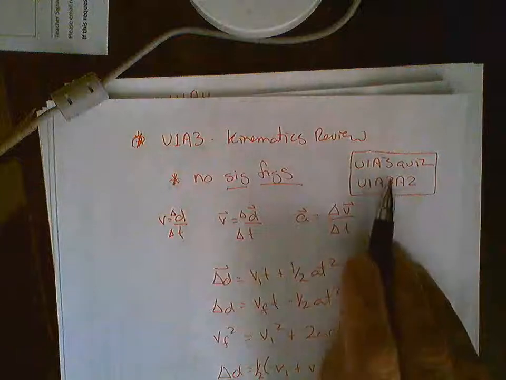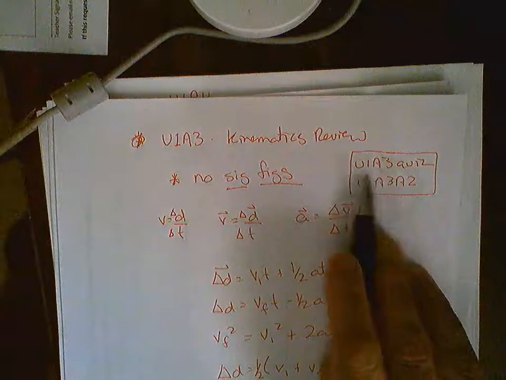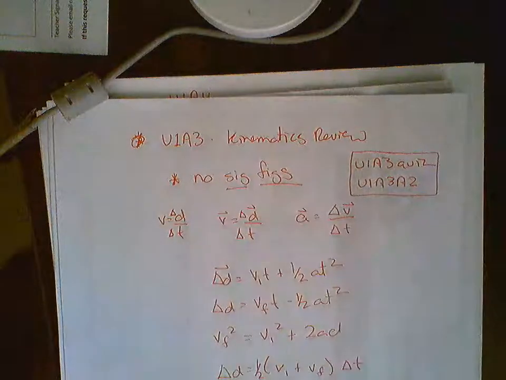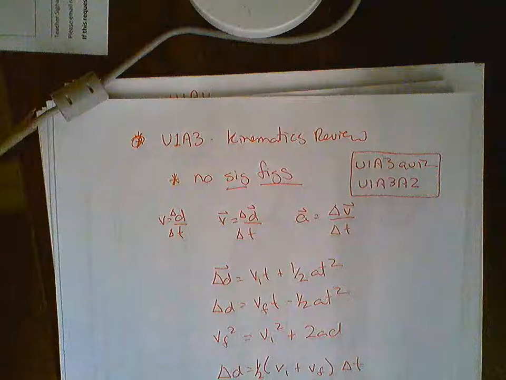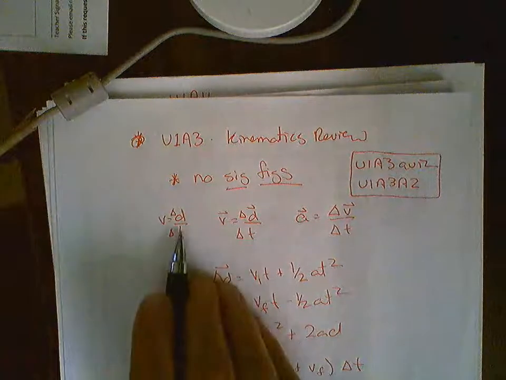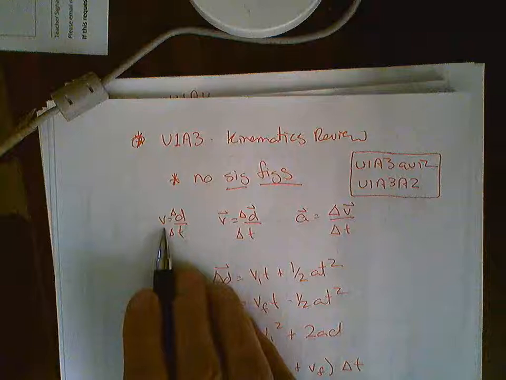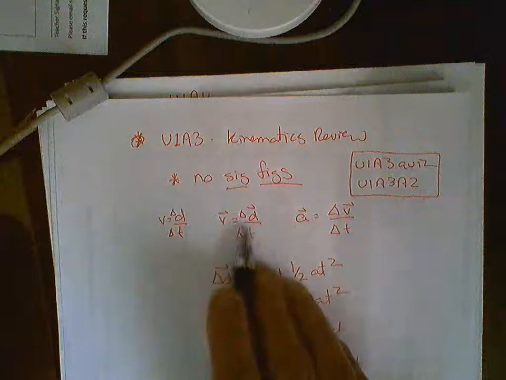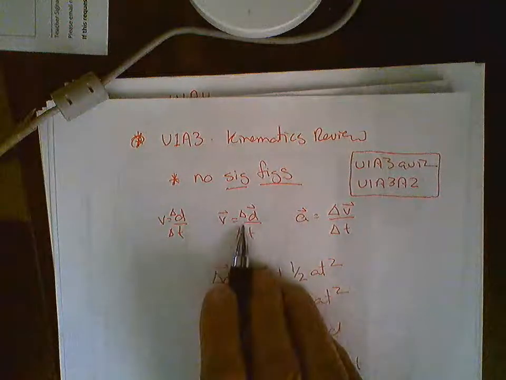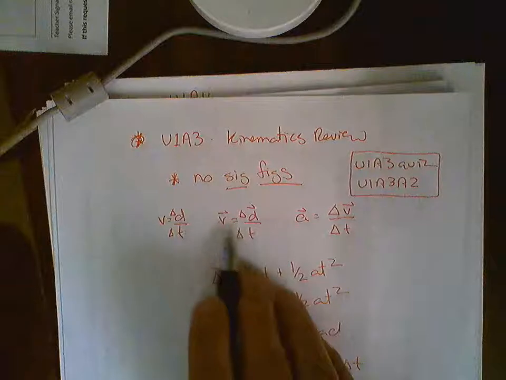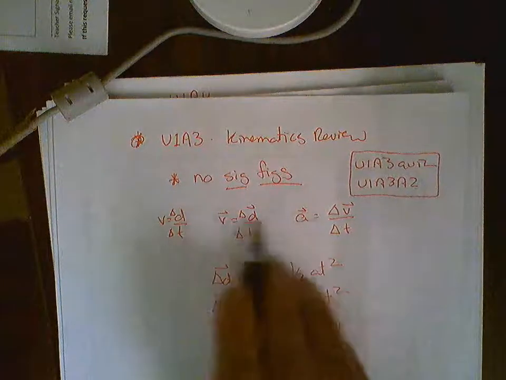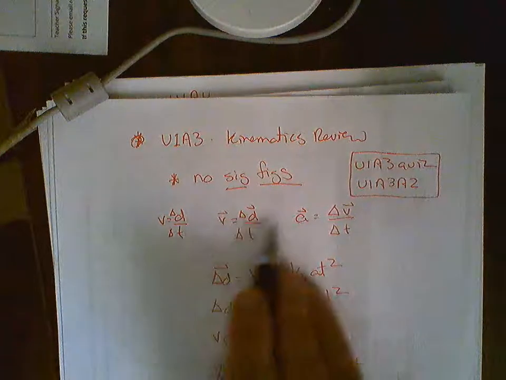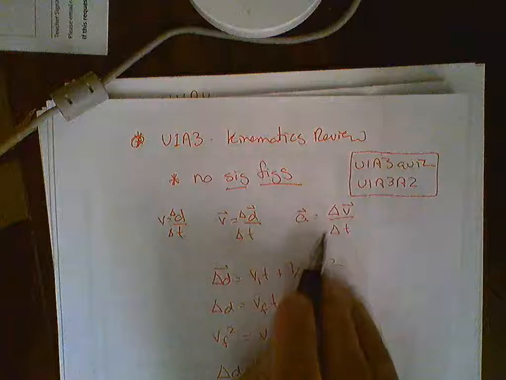You will have 2 activities at the end of this lesson. You will have the U1A3 quiz and the U1A3A2 assignment, which is just 2 problems to try and see what you can do. Now remember, we have formulas for speed. Remember, speed is scalar. It doesn't have a direction. And then we have 2 formulas that do have direction involved in them. They're vectors. It's velocity and acceleration. So speed is distance over time, velocity is displacement over time, and acceleration is velocity over time.